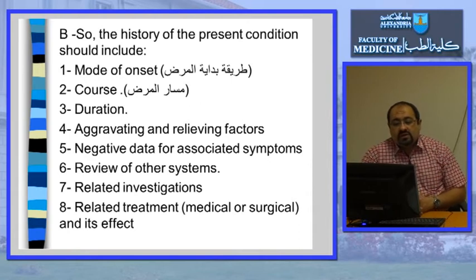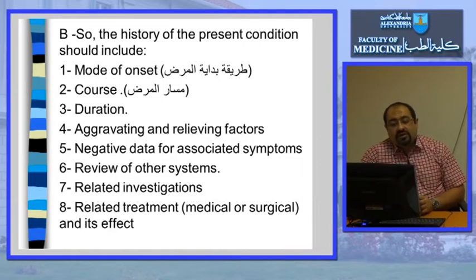In the present history, we should ask about the mode of onset of the patient complaint. If the patient is coming complaining of one or two or whatever the number of complaints, for each complaint you should ask about the mode of onset and the course, the duration of the complaint, aggravating factors and relieving factors, negative data for associated symptoms.